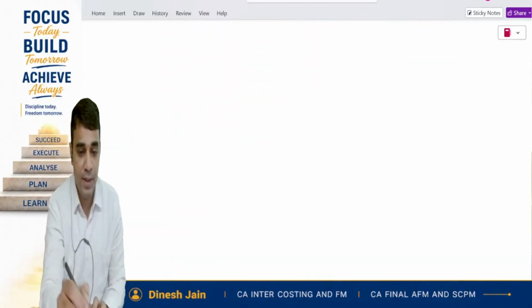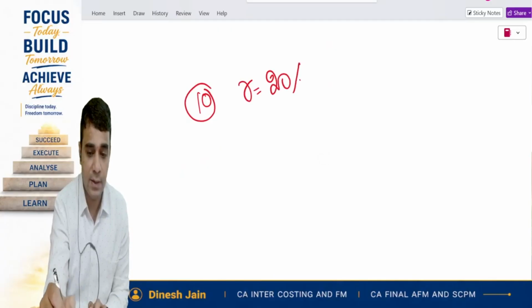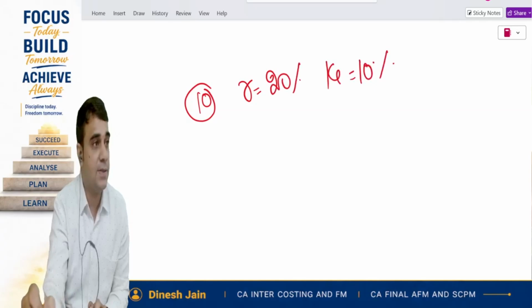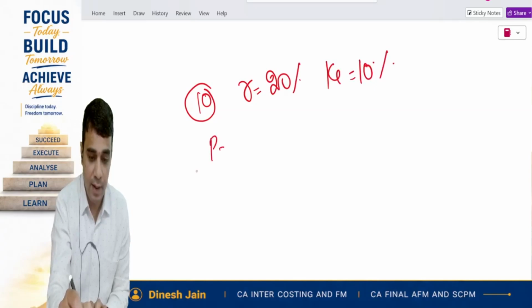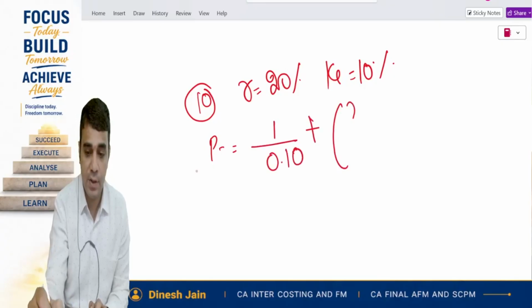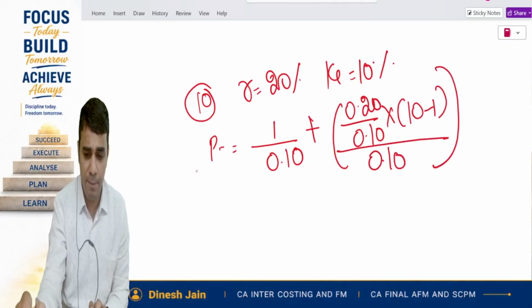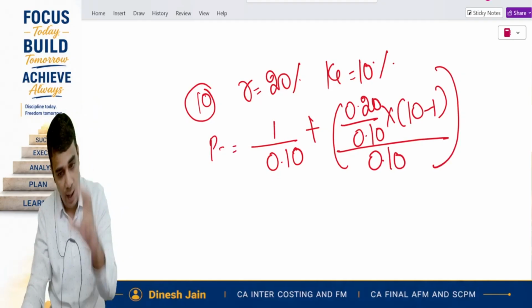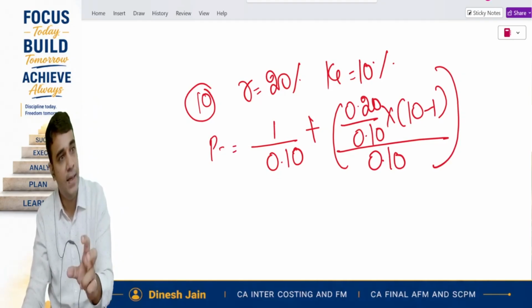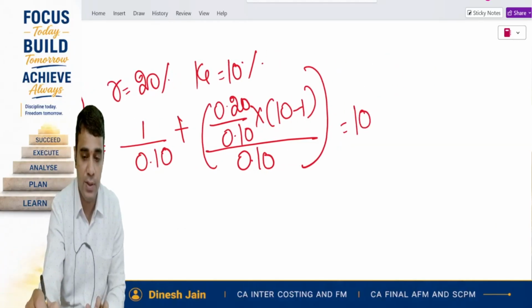Another example: EPS 10 rupees, R is 20%, K is 10%. First situation, I pay a dividend of 1 rupee. 1 by 0.1 plus 0.2 by 0.1 into 10 minus 1, divided by 0.1. That is D by KE plus R by KE into E minus D divided by K. E is earnings per share. In this situation, we'll get a value of 10 plus 180, which is 190.